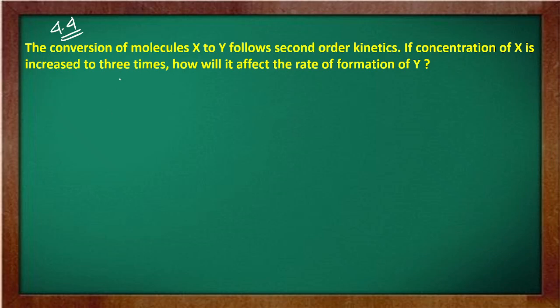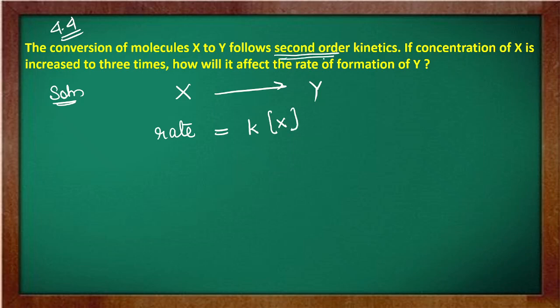So now let us try to solve it. Solution. First of all, the reaction is X changing to Y. So now we have to write the rate law expression. Rate law expression says rate is K, write only the reactant, K concentration of X. Now it is said that it is second order. Second order is only possible when the power is 2, so now concentration of X becomes X square. So rate is equal to K X square. This is, suppose, equation number 1.